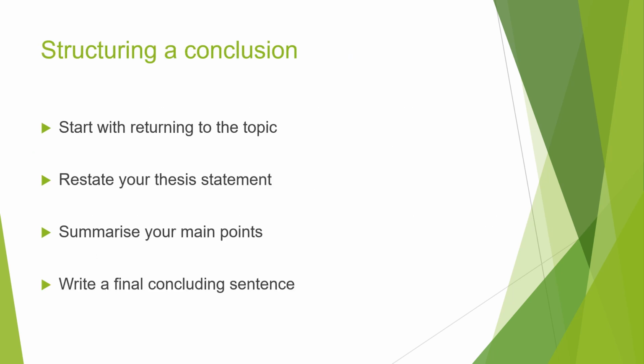Considering the purposes we listed for writing conclusions, we can introduce the following 4 steps to structure our conclusions. So first step, we start with returning to the topic. Then we restate the thesis statement. The third step is to summarize our main points. And finally, we write a final concluding sentence. So let's now go through these steps one by one to see how we follow these steps in our conclusions.